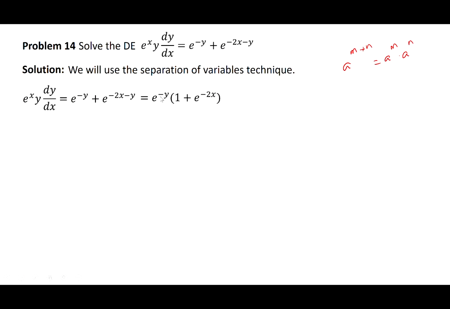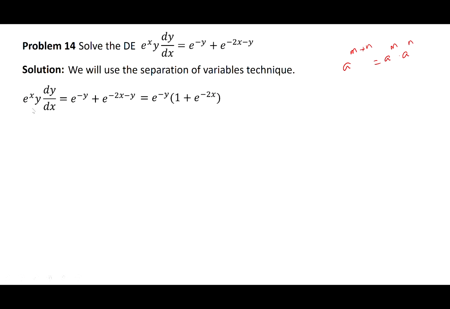e to the y times e to the negative y is e to the y minus y, which is e to the 0, which is 1. You with me? e to the y times e to the negative y is just 1. a to the m times a to the n is a to the m plus n, so e to the y plus negative y, or y minus y, is e to the 0, which is equal to 1.